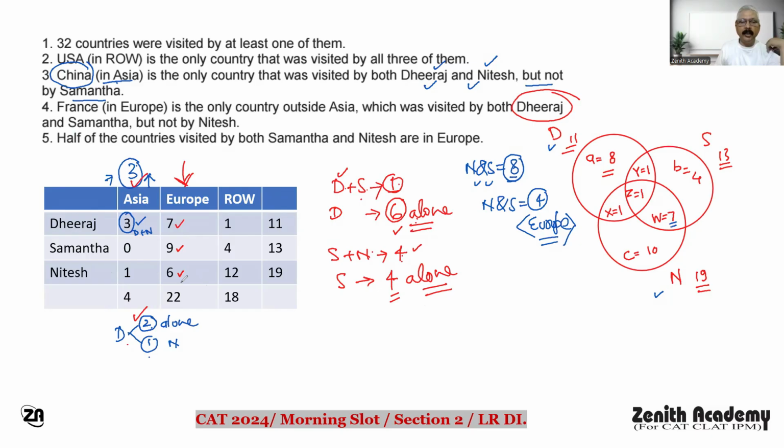So total six. Nitesh visited four countries with Samantha. So it means Nitesh will visit two countries in Europe alone. Okay. So now in Europe, one country plus six, seven, plus 4, 11, plus 4, 15, plus 2, 17. So there are 17 countries in Europe.